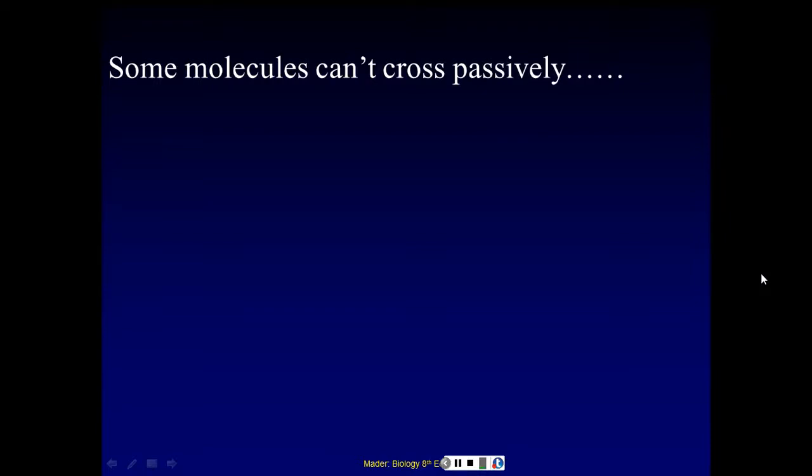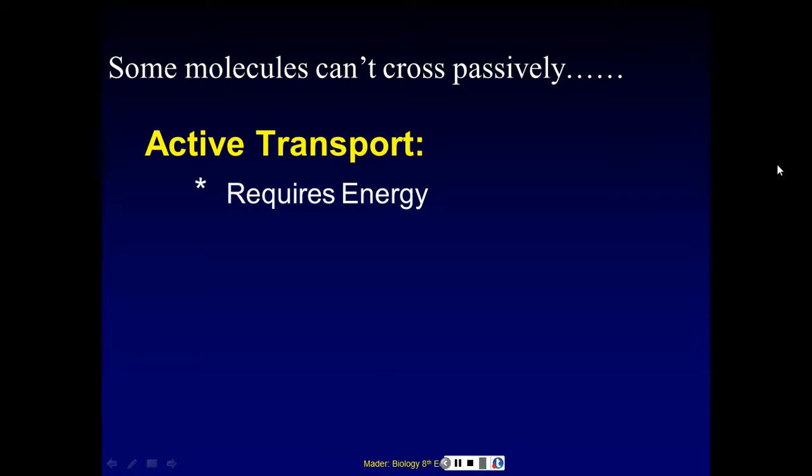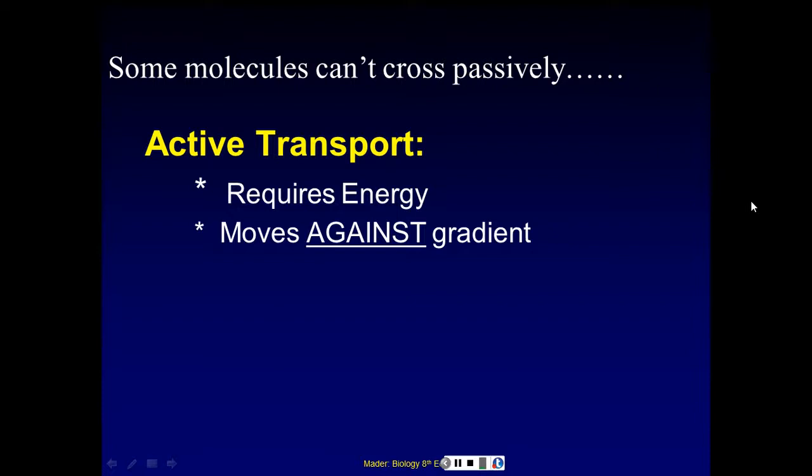Some molecules can't cross the membrane passively, and they have to be taken through actively. So the cell literally has to exert energy to bring them in or to remove them from the cell. It requires energy on the part of the cell, and we oftentimes see this occurs when molecules are moving against the gradient. Let's talk about what against the gradient actually means. If with the gradient means from high to low, like going down a slide without energy, against the gradient would be from low to high.